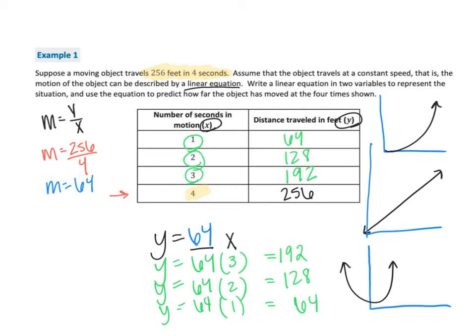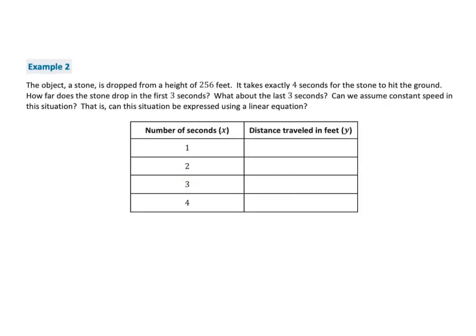in the next example. Alright, for example number 2, it says the object, a stone, is dropped from a height of 256 feet. It takes exactly 4 seconds for the stone to hit the ground. How far does the stone drop in the first 3 seconds? What about the last 3 seconds? Can we assume a constant speed in the situation? That is, can the situation be expressed using a linear equation?